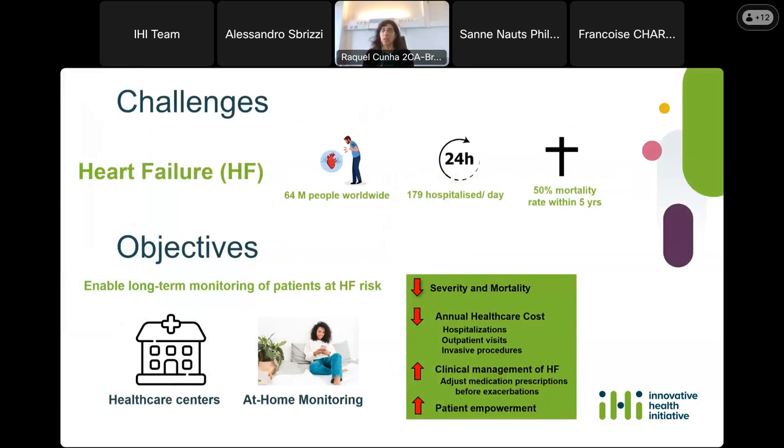Heart failure poses a significant challenge for clinicians due to late diagnosis and frequent disease exacerbations. Delays in the detection of exacerbation often result in more severe damage for the patient. So our objective is to improve the clinical management of heart failure patients by enabling the long-term monitoring of patients through a user-friendly at-home medical device, providing crucial information for clinicians. This way, we will reduce the severity and mortality of the disease, alleviate the burden on healthcare systems by minimizing hospitalizations, enhance clinical management through early intervention and medication adjustments, and empower patients through a telemonitoring solution that fosters a deeper understanding of the disease and its symptoms. Next slide, please.